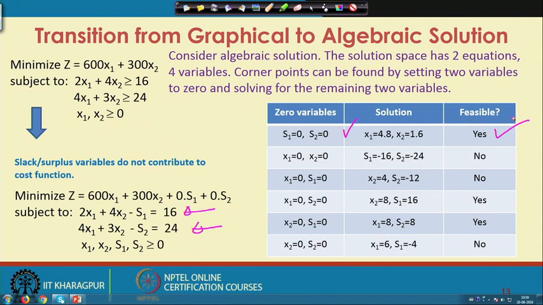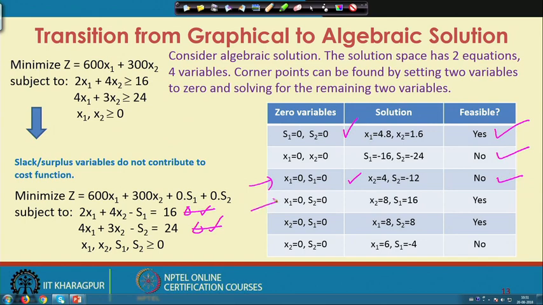Similarly, if I set x1 equal to 0 and x2 equal to 0, the solution is straightforward, S1 equal to minus 16 and S2 equal to minus 24. The solution is not feasible now, because both S1 and S2 must be greater or equal to 0. Similarly, you can set x1 equal to 0, S1 equal to 0 and obtain x2 equal to 4, S2 equal to minus 12. Again it is not feasible because S2 is negative.